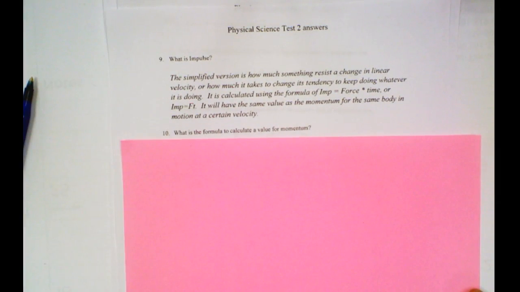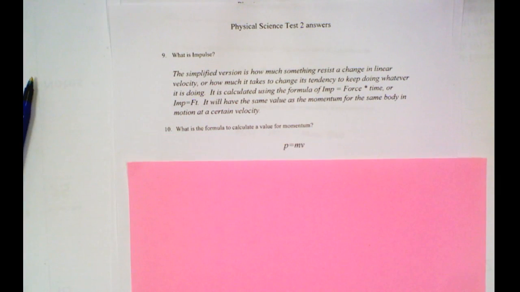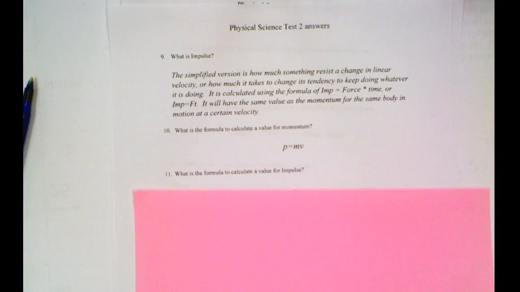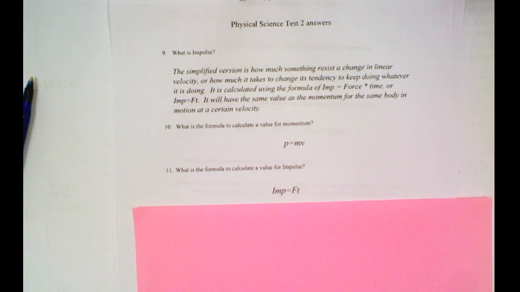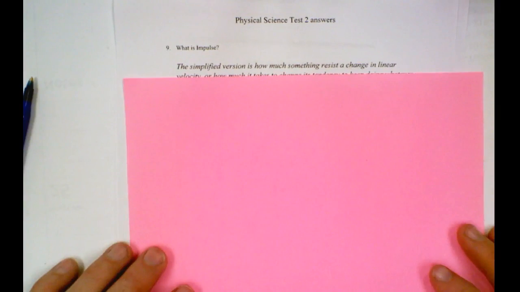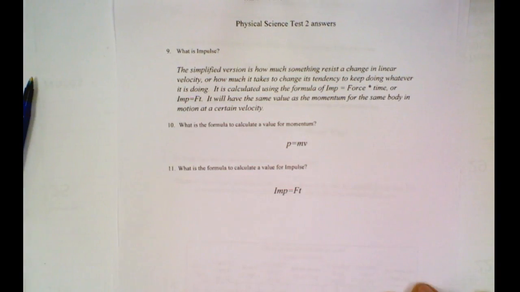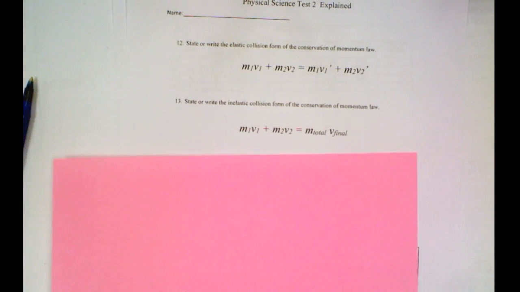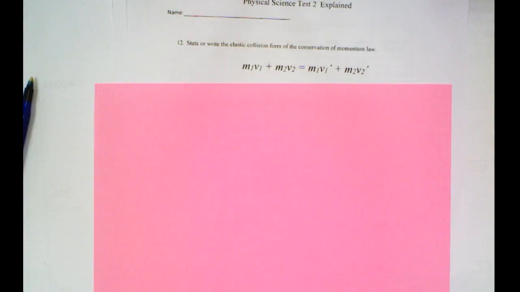What is the formula to calculate the value for momentum? P equals mass times velocity. Impulse, IMP, is force times time. And mind you, you're writing the simplified version from before, and that takes care of that part. Now we start going to the second page. You're supposed to do this from memory.